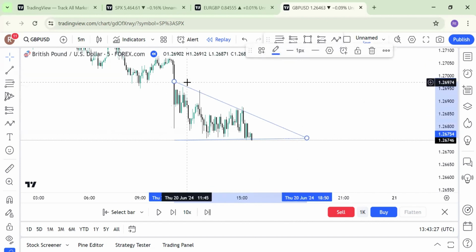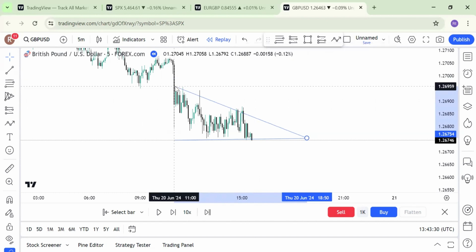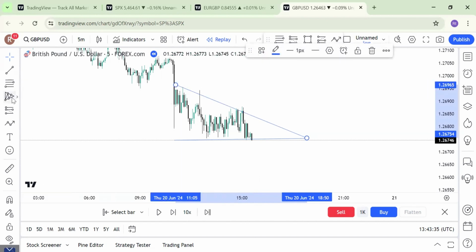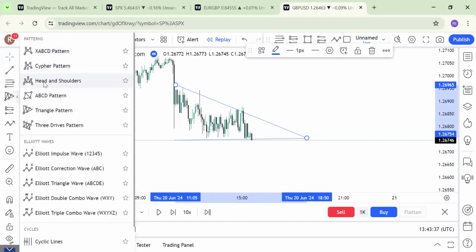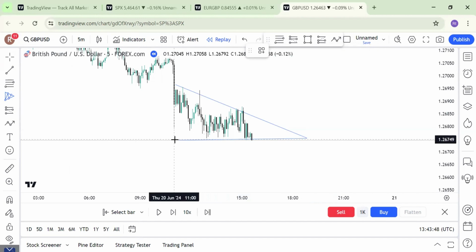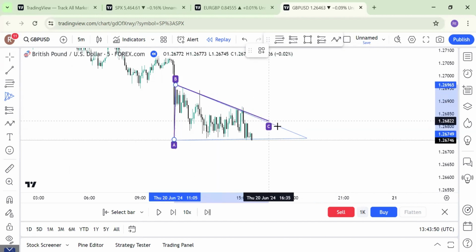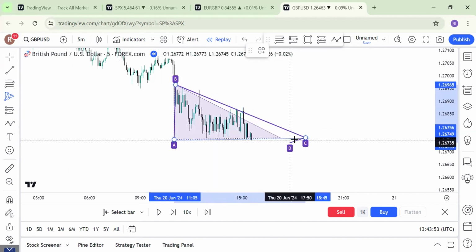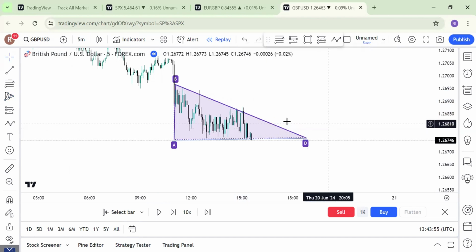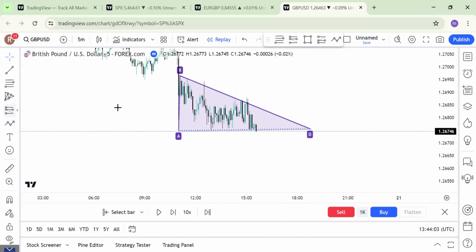And also, I want to tell you that there is a particular pattern here that helps you to draw accurately the triangle pattern. Just like the head and shoulder pattern, this is it. And this is our triangle pattern. So I can equally just do something like this to be able to accurately draw my pattern. Okay, you can see it already. This is a perfect triangle, a perfect descending triangle. This right here is a descending triangle.